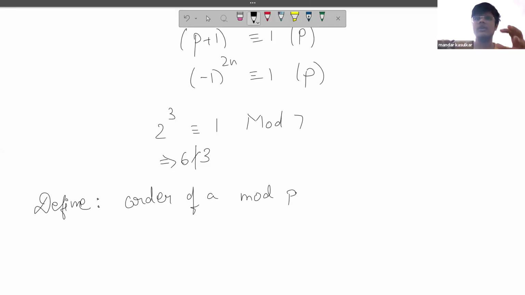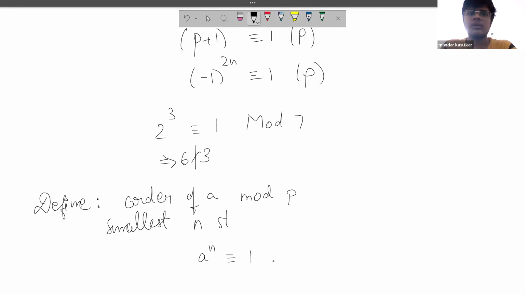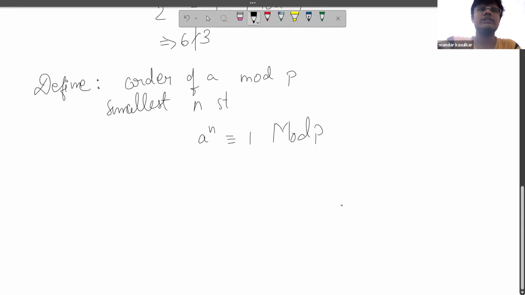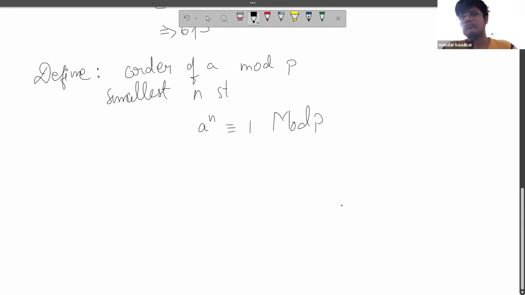something called the order of a modulo p. Simply what this means is the smallest n such that a raised to the power n is congruent to 1 mod p. Is the definition of what an order is clear to everyone? Does p need to be prime? Yes, p needs to be prime.